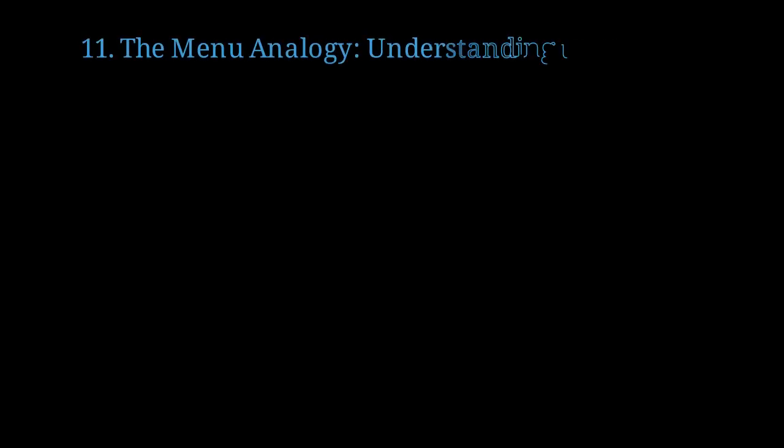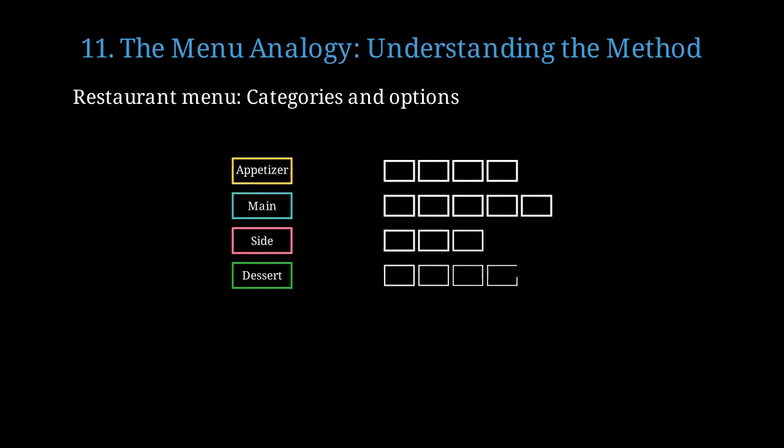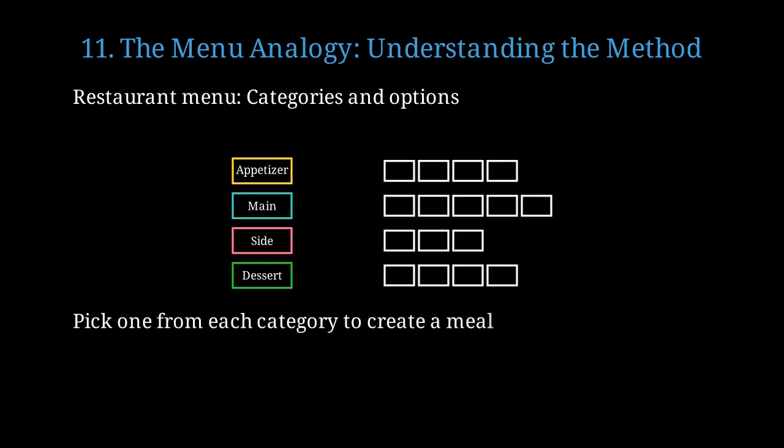The morphological matrix is like ordering from a restaurant menu, a helpful analogy for understanding this systematic approach. Think of a restaurant menu organized by categories: appetizer, main course, side dish, dessert, and beverage. Each category lists several options. The menu structure mirrors the morphological matrix. Categories are parameters, and items within each category are the design options we can choose from. To create a complete meal, you pick exactly one item from each category.